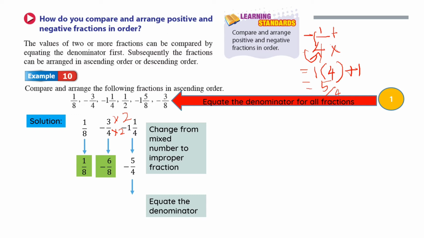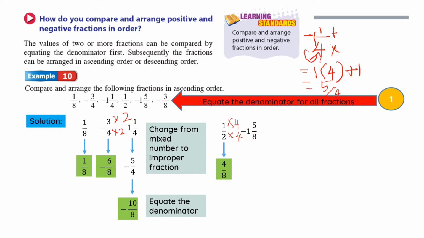Then, we need to equate the denominator. Negative 5 over 4. When we equate the denominator, we multiply the denominator with 2, so the numerator also we need to multiply with 2. It will be negative 10 over 8. Next is 1 over 2. Equate the denominator, it will be 4 over 8. 2 times 4, 1 also times 4. So, it will be 4 over 8.